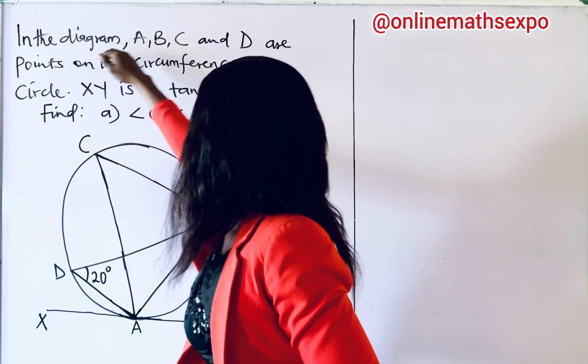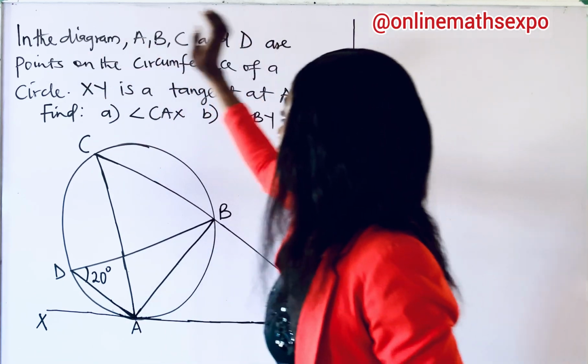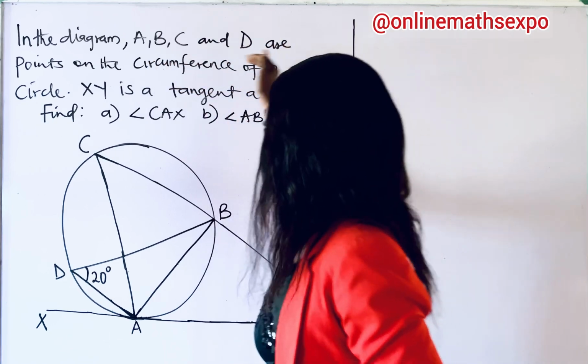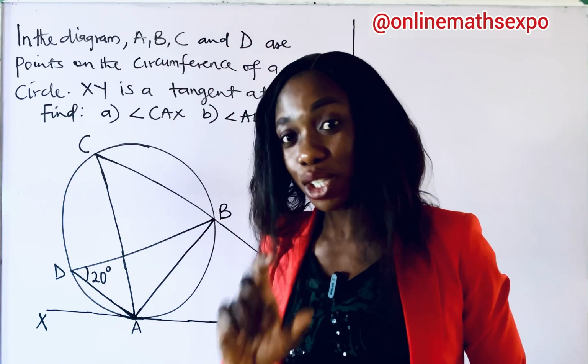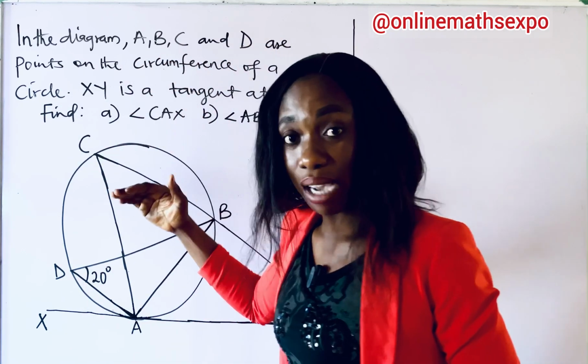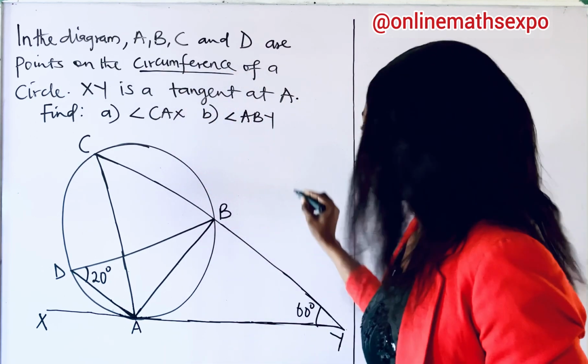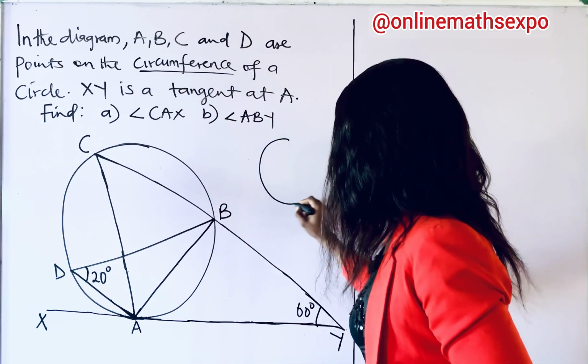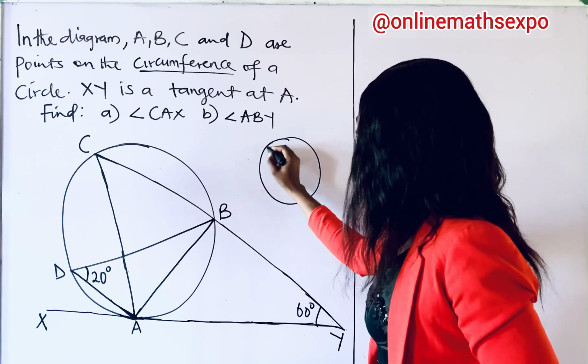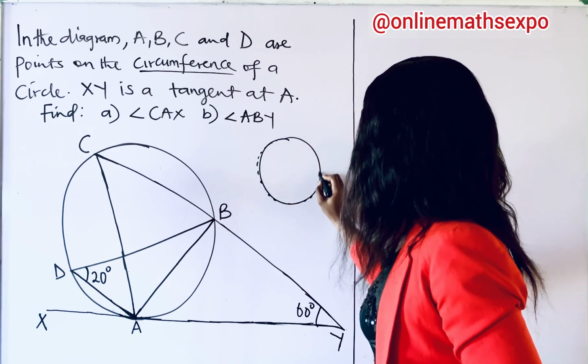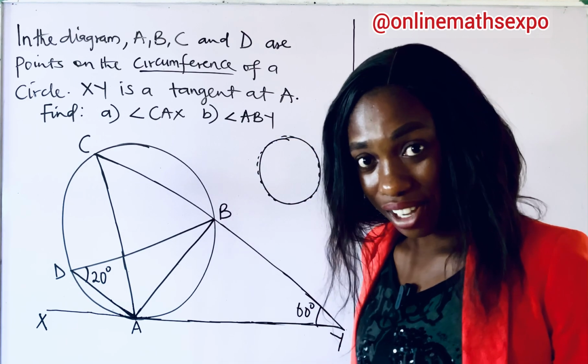We are told in the diagram that A, B, C, and D are points on the circumference of a circle. Don't worry, I'm going to explain each term step by step, okay? Now, when you talk about circumference, it means you have a circle. And when you have a circle, the outer part of this circle is what we call the circumference.